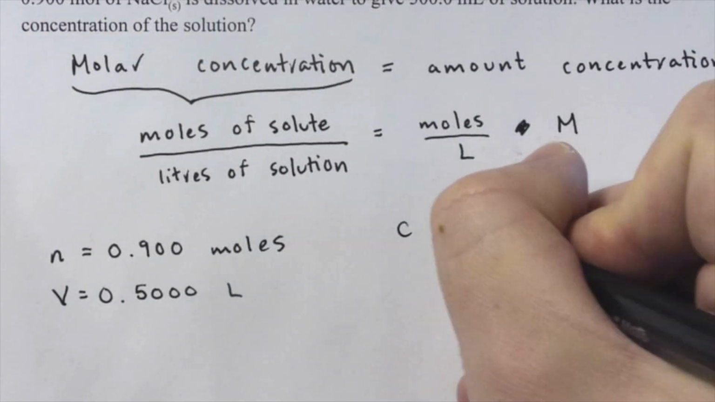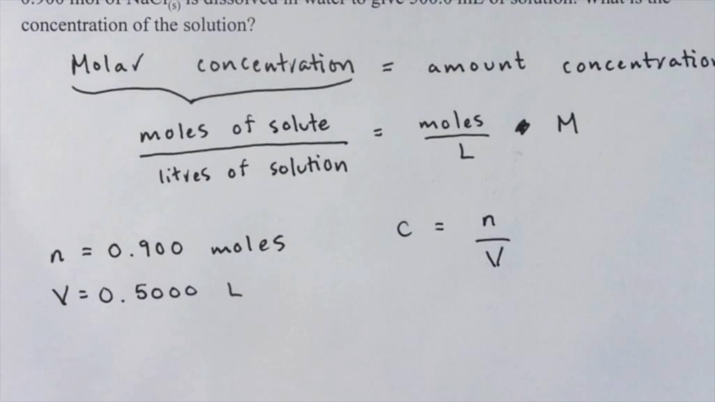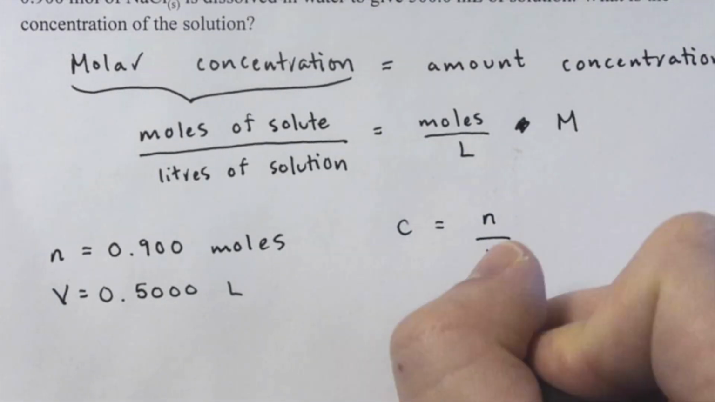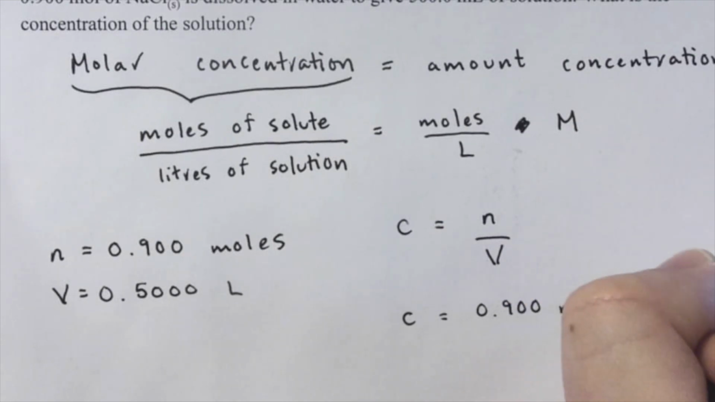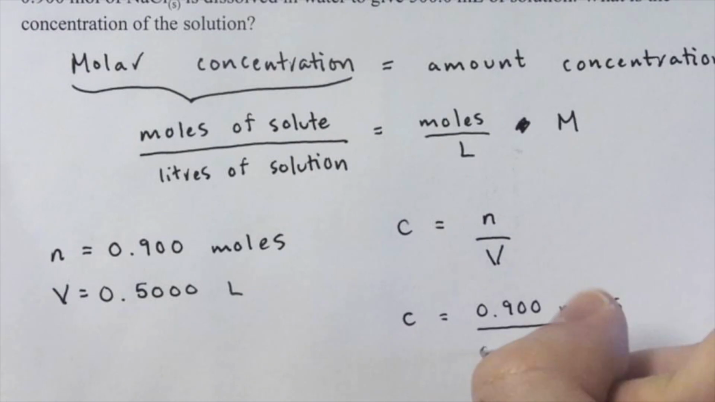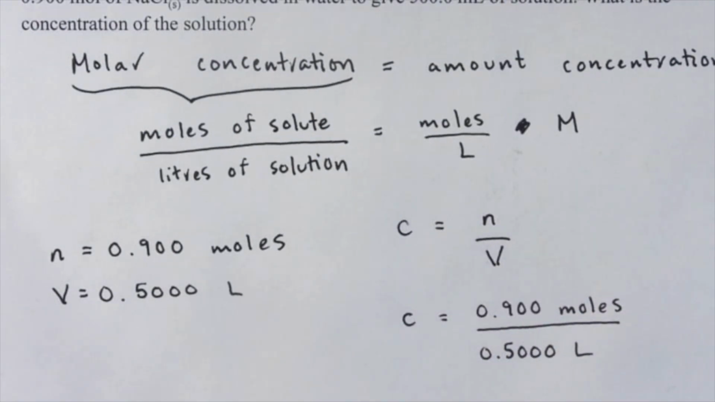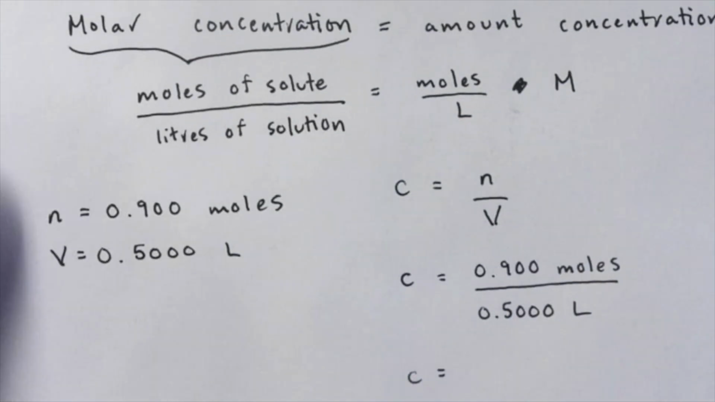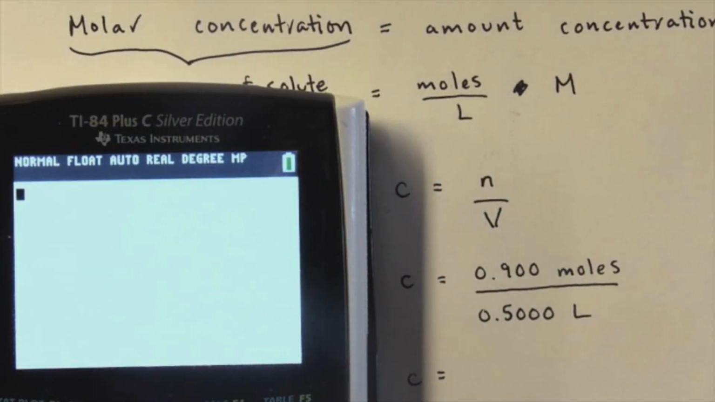To solve for the concentration represented by C, it is equal to the number of moles divided by our volume. If I plug in my numbers, I get 0.900 moles over 0.5000 liters. And that gives me a concentration. I'll bring up my trusted calculator. I love this calculator.